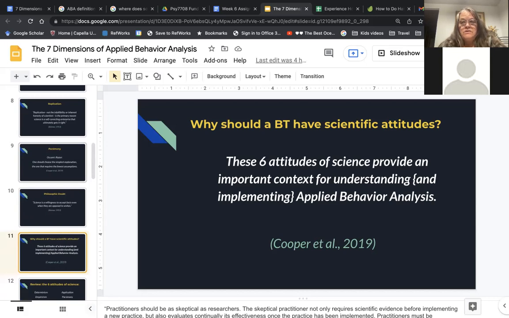Another thing that we do as behavior analysts is we continually evaluate the effectiveness of what our program has implemented. We need to always have an open mind.